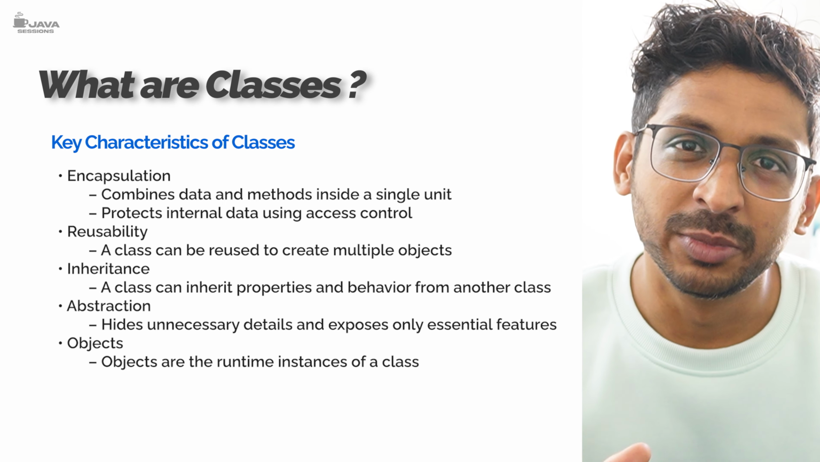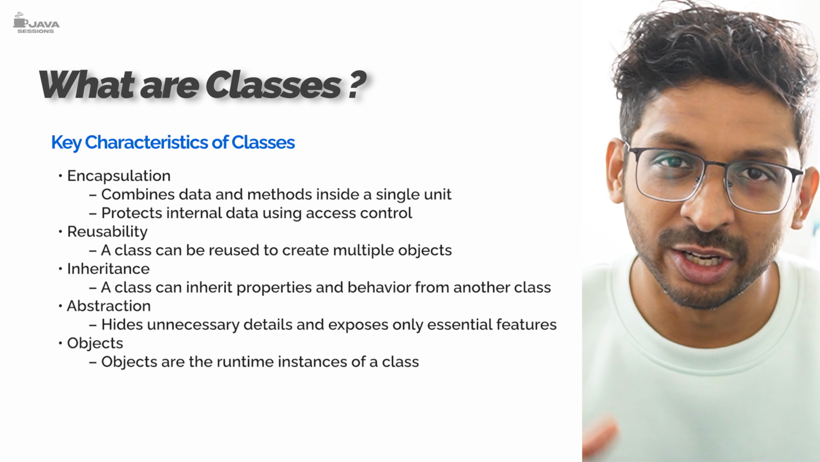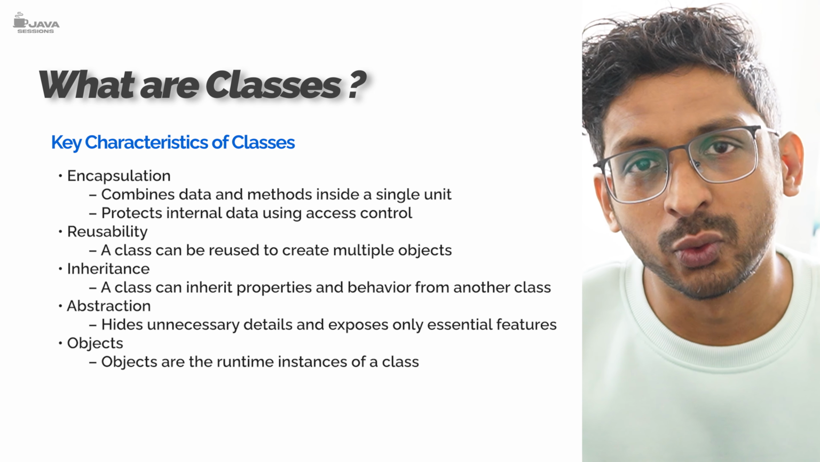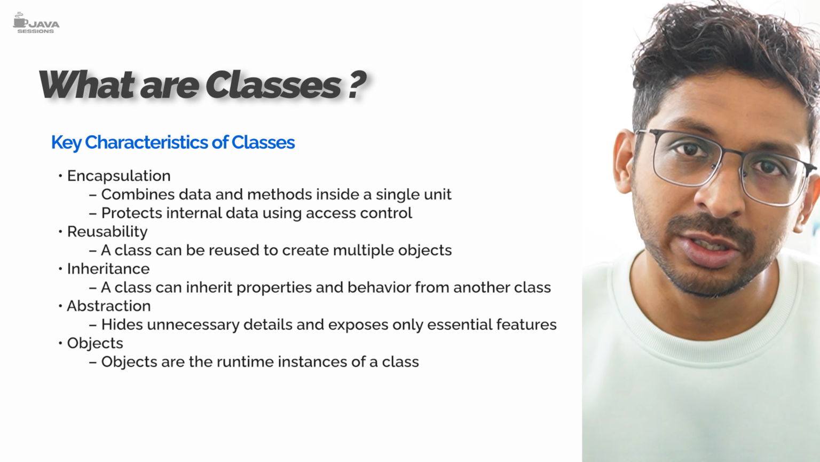Then we have objects. These are the runtime instances of the classes. You get an object when you instantiate a class. They hold their own set of values for the fields and can use the behavior defined in the class.